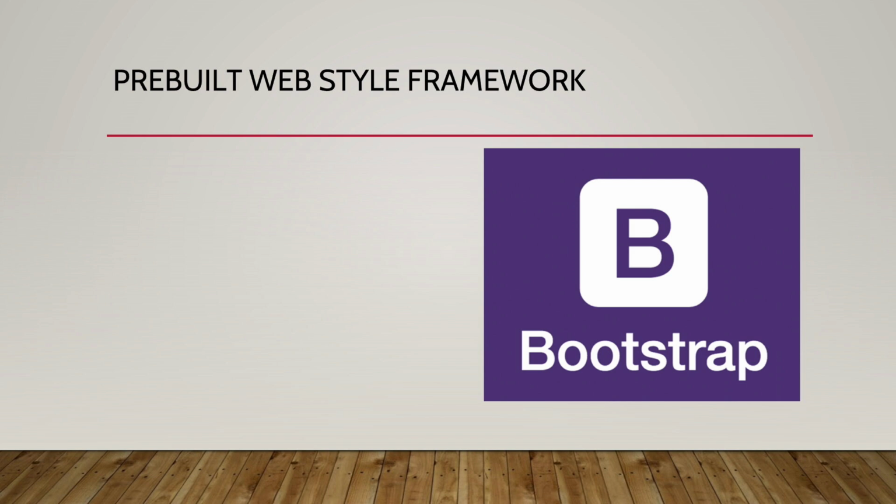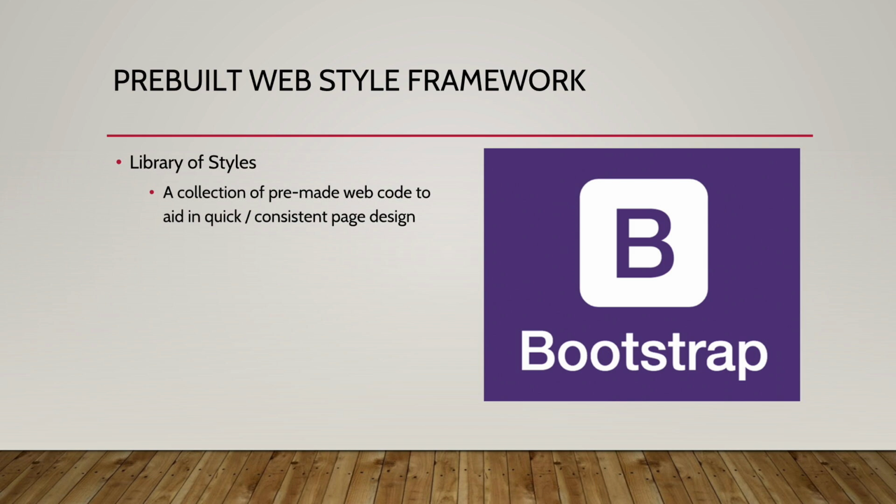And there's some very famous examples of these out there. Now these are, again, just libraries of styles. They're collections of pre-made web code that make it easy to design a nice-looking page very quickly, and also make it easy to keep your design consistent from page to page, which is largely what we want to be able to do. They're usually made of reusable components that you can pull in how you see fit, much the same way you would design a graphical user interface when you're making a more traditional program.